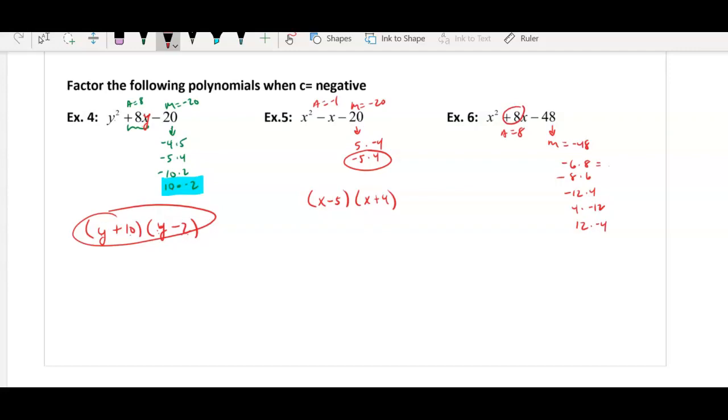These add up to 2. These add up to negative 2. That adds up to negative 8. This adds up to 8. Therefore, the set of factors you're going to use are x plus 12 times x minus 4.